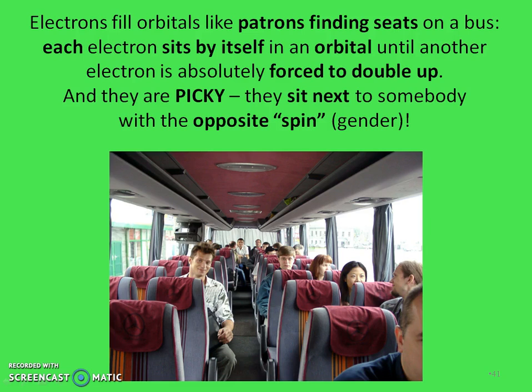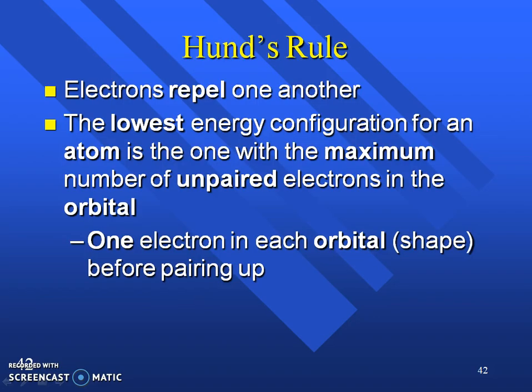Okay, so think about it this way. Electrons fill orbitals like patrons finding seats on a bus. Each electron is going to sit by itself in an orbital until another electron is absolutely forced to double up. And remember, they're also picky. So you might want to think about it this way, that they want to sit with somebody of their opposite spin, their opposite gender. So that's just a nice analogy on how to fill up those orbitals.